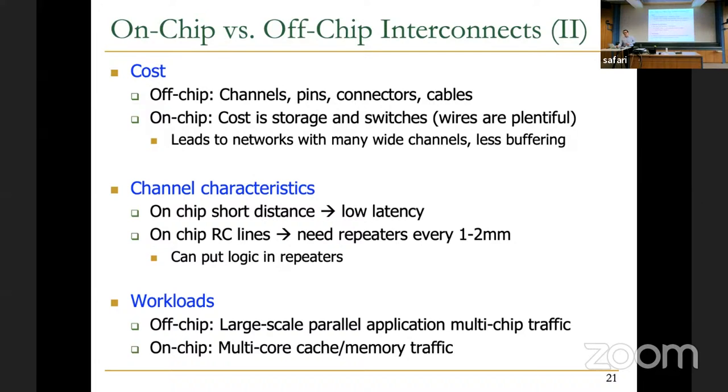Whereas on-chip, it's a limited fraction of that, right? It's usually multi-core cache and memory traffic. Clearly, these things need to be combined, right? If you want to have a scalable workload, you need to have on-chip networks as well as off-chip networks. And how you co-design them becomes interesting as well.